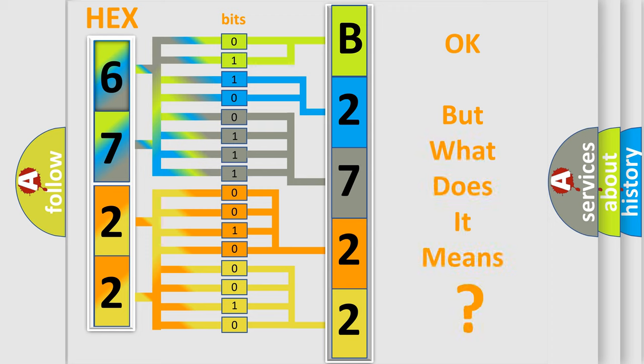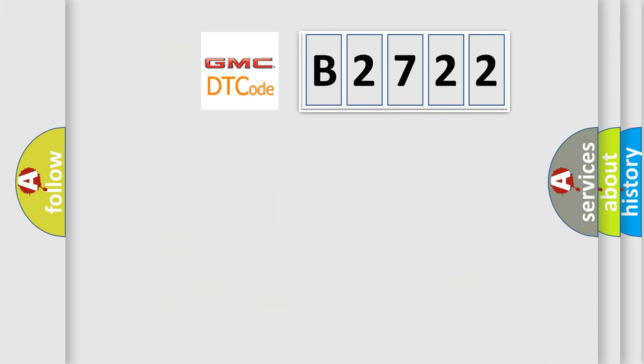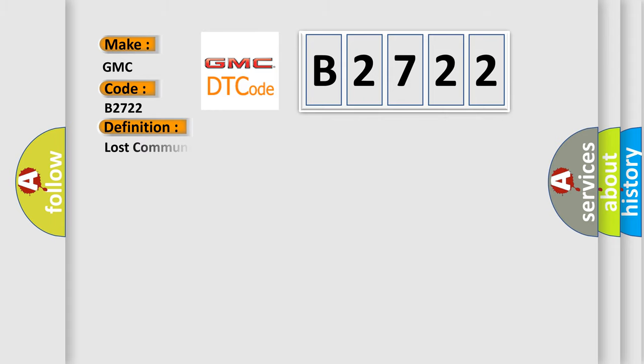The number itself does not make sense to us if we cannot assign information about what it actually expresses. So, what does the Diagnostic Trouble Code B2722 interpret specifically for GMC car manufacturers? The basic definition is lost communication with the yaw rate sensor module.